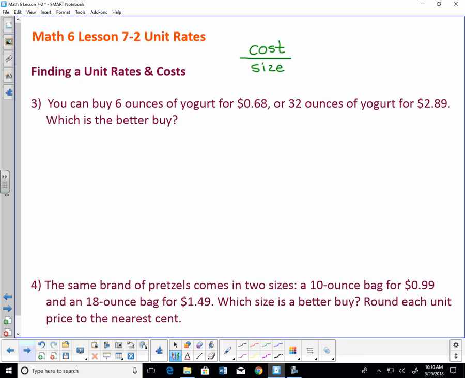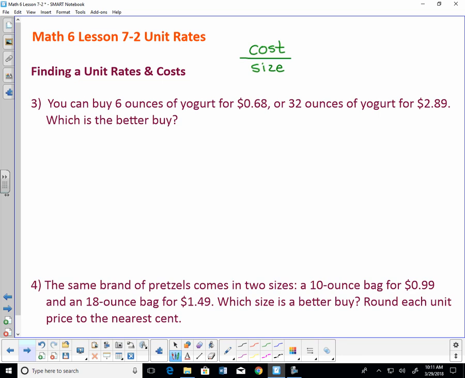So let's say you're going to the store to buy some yogurt. Mom says to get the best yogurt possible for the cheapest price. So you find your favorite yogurt, and you can either buy 6 ounces of yogurt for 68 cents or 32 ounces of yogurt for $2.89. Mom says if you make the right deal, she'll let you buy a special treat at the ice cream store. So you want to make sure you get this right.